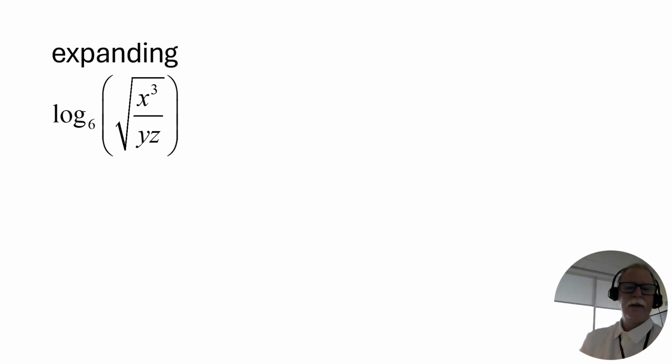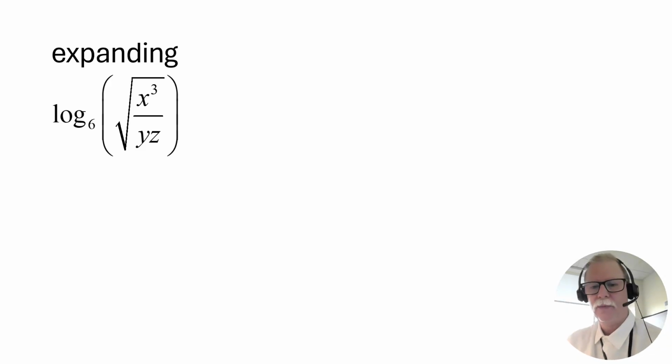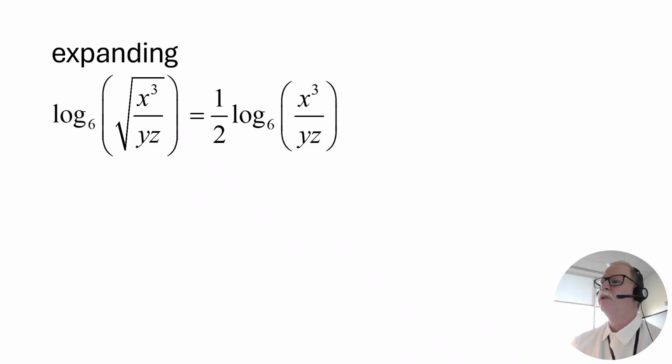Last example. This one I'm going to need the power rule first. The square root is an exponent, and I'm going to move it in front. We've done that in the past, so I just did it in one step there. And then I've got a quotient. Now that 1/2 is going to be in front of everything all the way to the end.